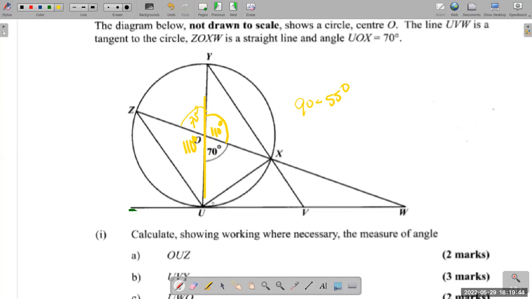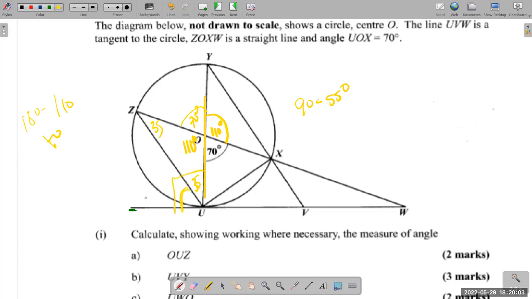Everybody with me? If this is 110, it's the same thing. 110. 180 minus 110 is what? 70. 70 divided by 2 is 35. I mean, here is 35. Here is 35. What is the angle over here then?